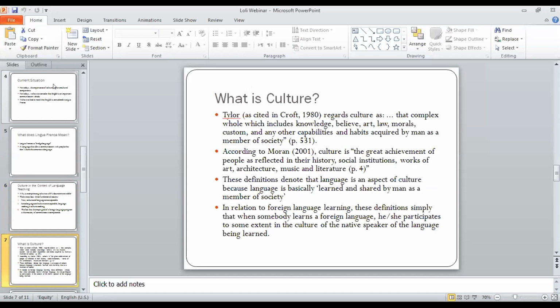According to Moran, culture is the great achievements of people as reflected in their history, social institutions, works of art, architecture, music, and literature. These definitions denote that language is an aspect of culture because language is basically learned and shared by man as a member of society. In relation to foreign language learning, this definition implies that when somebody learns a foreign language, he or she participates to some extent in the culture of the native speakers of the language being learned.